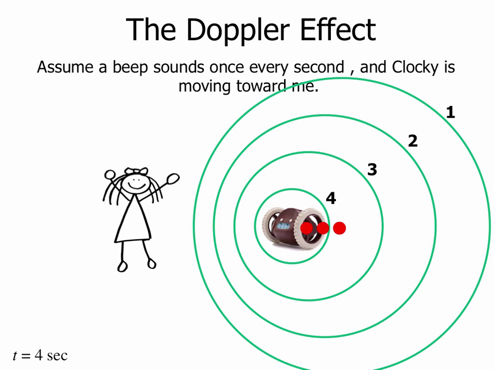And what you notice is going on is that as Clocky moves toward me, the beeps are getting bunched up in the direction coming toward me. And so once the beeps reach me, I will hear them coming at me faster than 1 beep a second. I may hear 2 beeps a second.